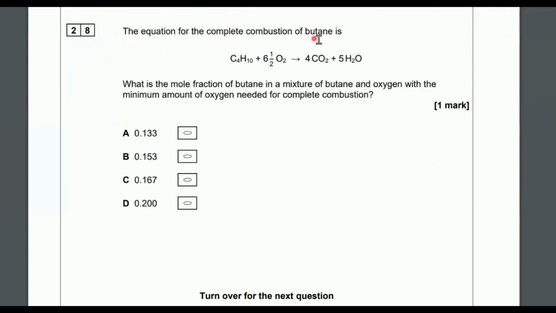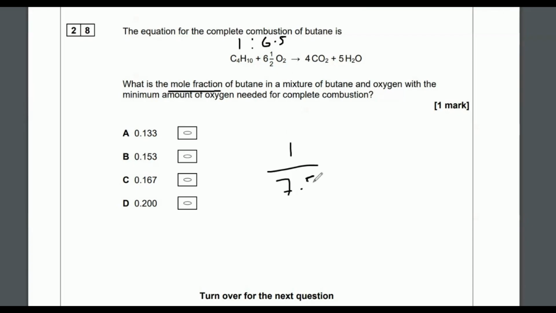28. The equation for the complete combustion of butane is C4H10 plus 6.5 O2 goes to 4CO2 plus 5 water molecules. What is the mole fraction of butane in a mixture of butane and oxygen with the minimum amount of oxygen needed for complete combustion? Well, we can see the minimum amount of oxygen needed is given to us right here. It's 6.5 to 1. So we've got 6.5 to 1 as the ratio of oxygen to butane. But they want the mole fraction. And what is the mole fraction? The mole fraction is the amount of moles of the substance in the mixture over the total. So we want 1 over 7.5 because we've got 1 mole of butane and 6.5 of oxygen.